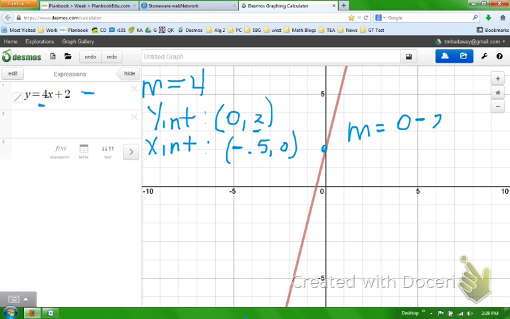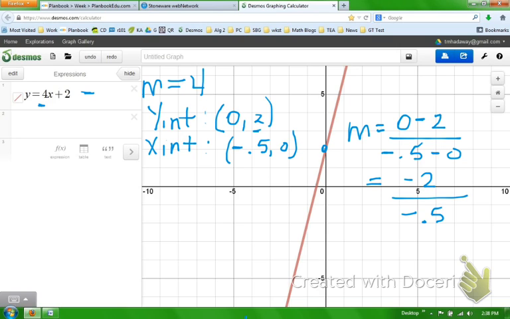So 0 minus 2 divided by -0.5 minus 0 equals -2 divided by -1/2. And this is why decimals are hard to work with.